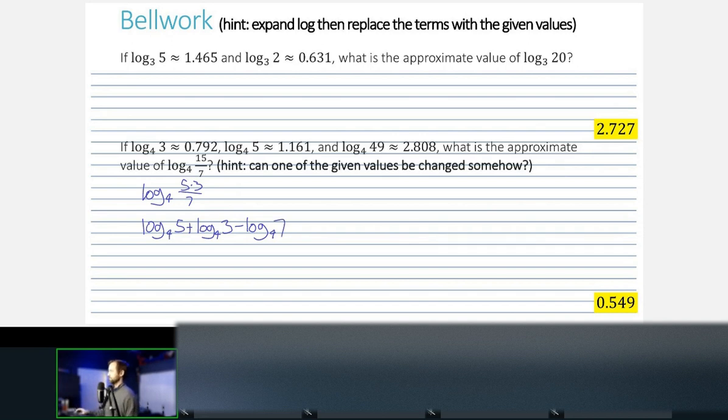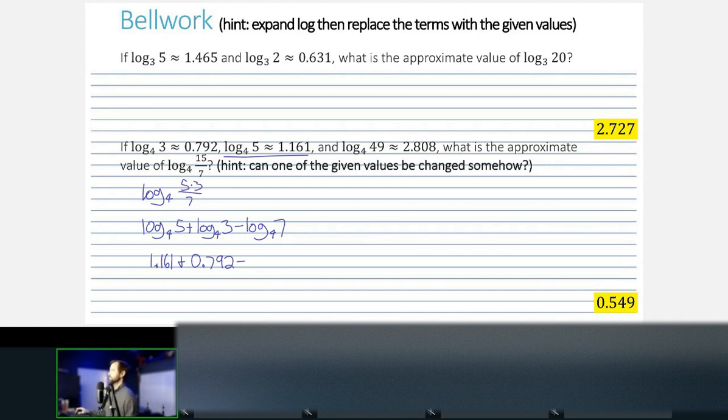Everyone got that one. For your expansion, you probably spent at least 2 steps. I only did it in 1. Then we would plug in everything that we know from the givens. We're going to have, I'm sorry, 1.161 for log base 4 of 5, plus log base 4 of 3, which is 0.792.